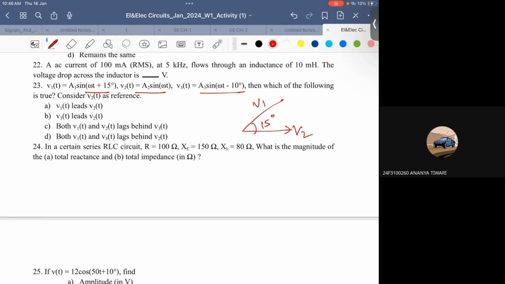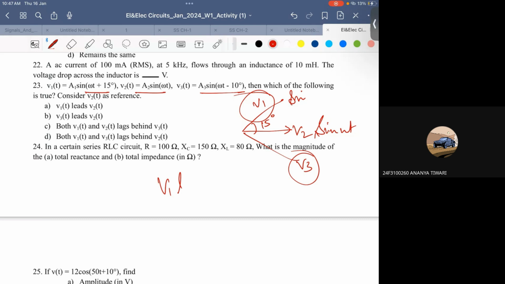V3 is somewhere here. No, that you don't know, because V3 is somewhere else. It's lagging. So V3 is lagging by 10 degrees. You can just think of this as sine omega t, so this will be sine omega t plus 15, and this will be omega t minus 10. So this is leading, this is lagging. V1 is leading with respect to V2, and V3 is lagging with respect to V2, or V2 is leading with respect to V3 by the angle of 10 degrees.